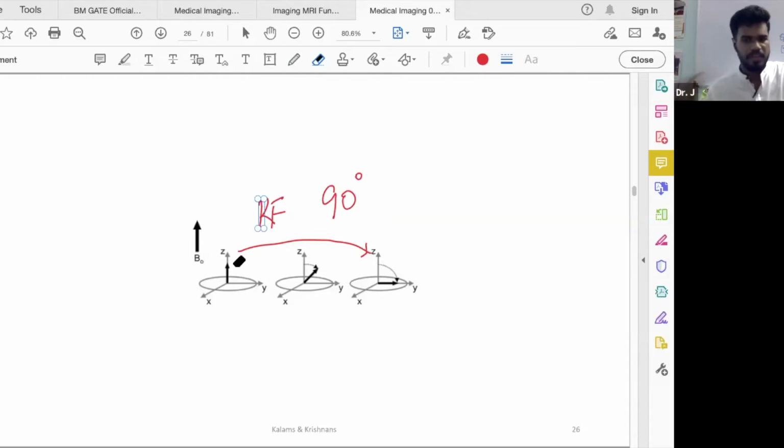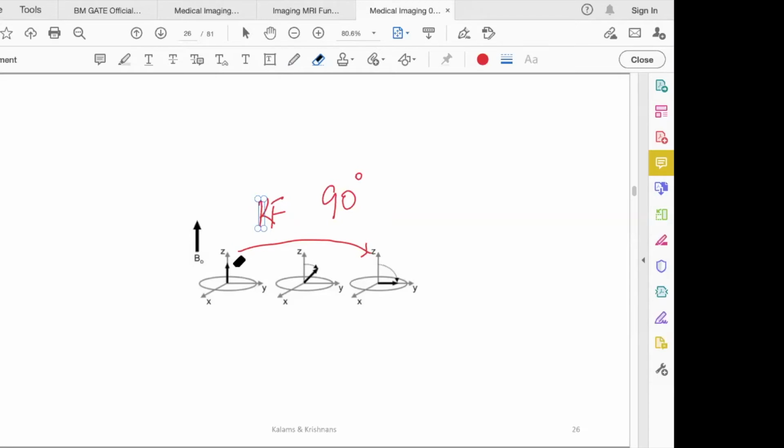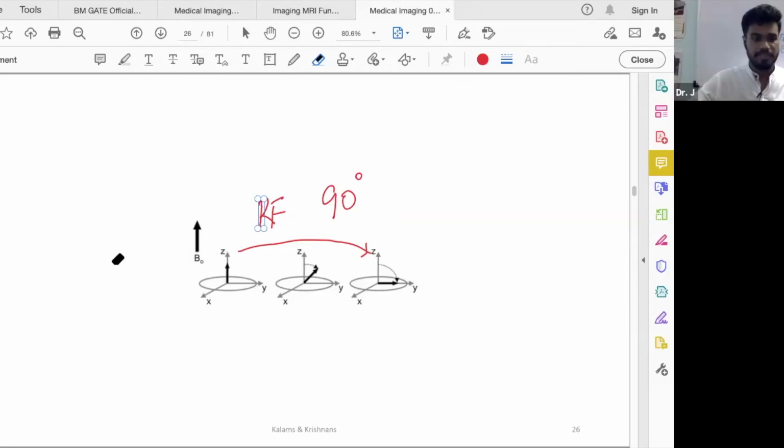Okay, Madangi, any guesses how? So they will precess back in a spiral way. Yes, it will almost precess back in a spiral way. What it will do is, it will spiral. Sorry, my spiral is not that good.